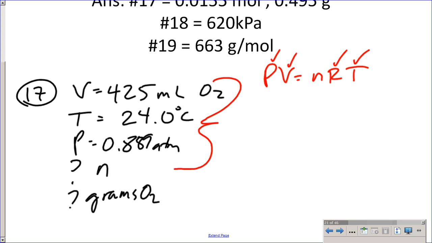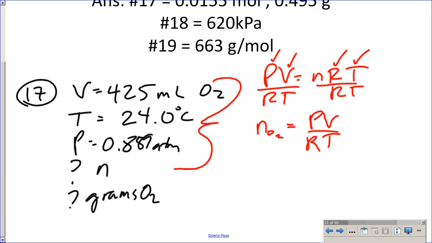Let's rearrange this first. So how do I want to solve for N? What do I have to do to isolate this? Good, divide by RT. Okay, so the new equation that I'm going to be plugging into is moles of oxygen. I'm just going to put a little O2 down there to say this is moles of oxygen in this case, is equal to PV over RT.